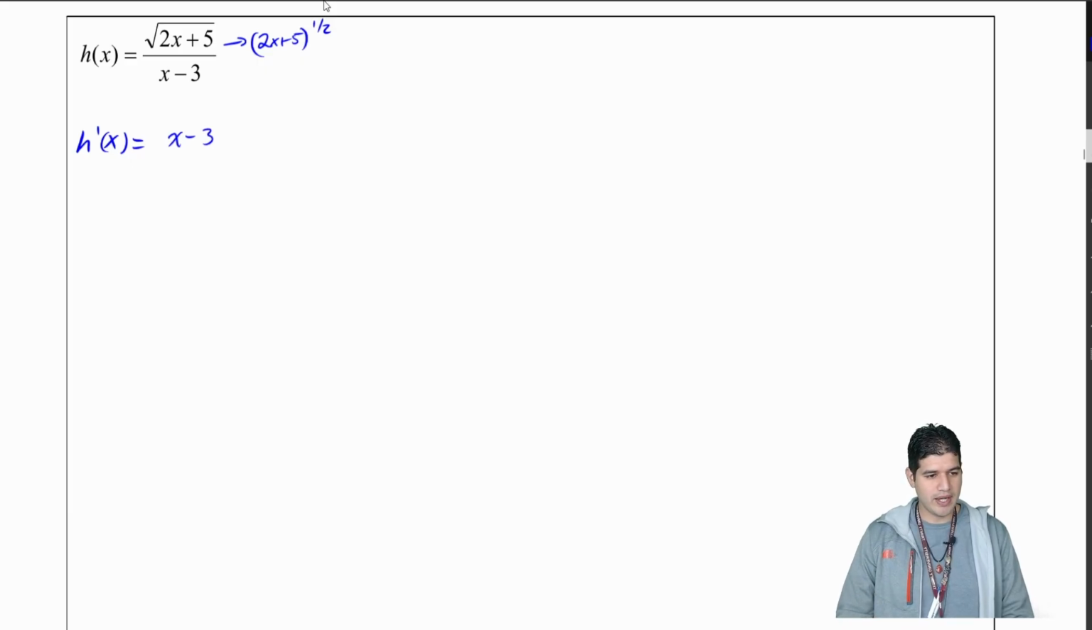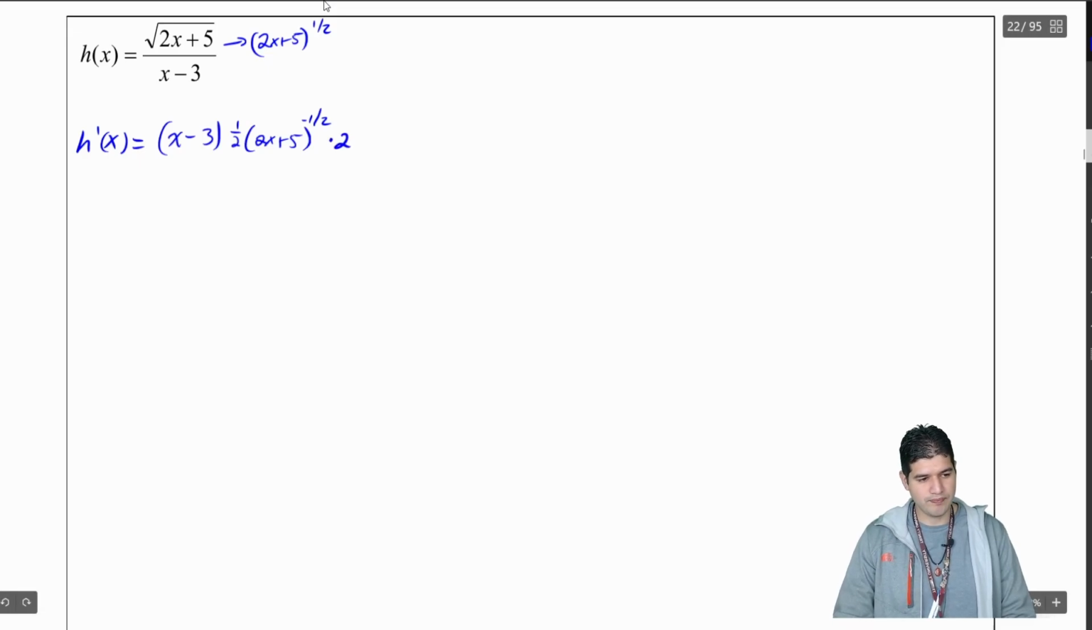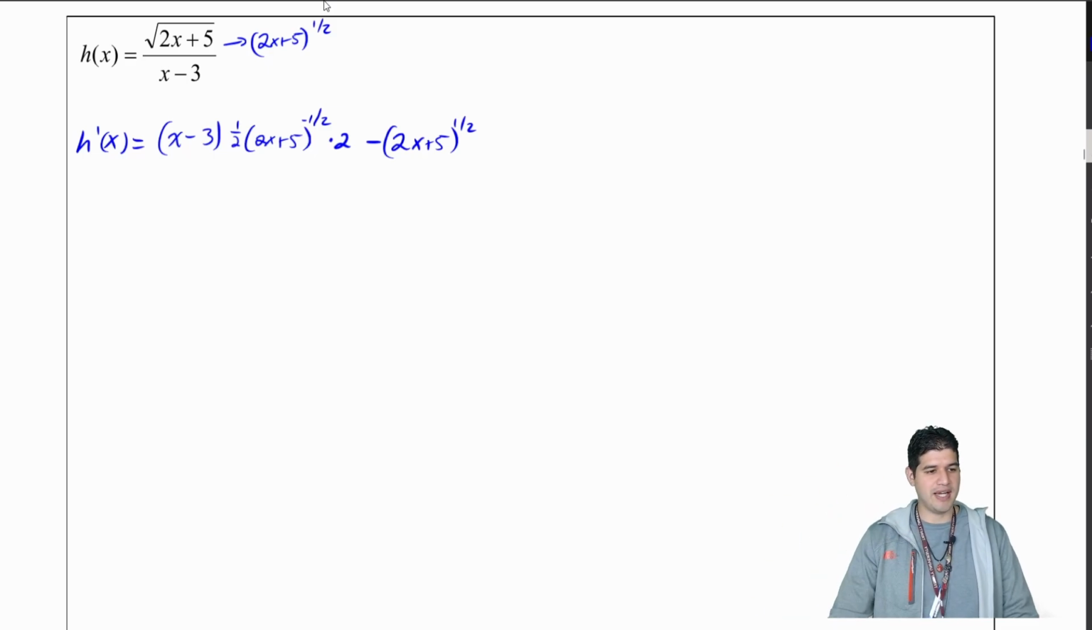So I'm going to bring the 1/2 down. So I'm going to have the x minus 3, and bring the 1/2 down. I'm going to hold on to the 2x plus 5, but make the exponent negative, so subtract 1 from that 1/2. And I'm going to multiply by the derivative of the inner part, so times 2. Minus the 2x plus 5, I'm going to keep that in this form with the rational exponent, times the derivative of x minus 3, so times 1. And then I'm going to square that denominator.